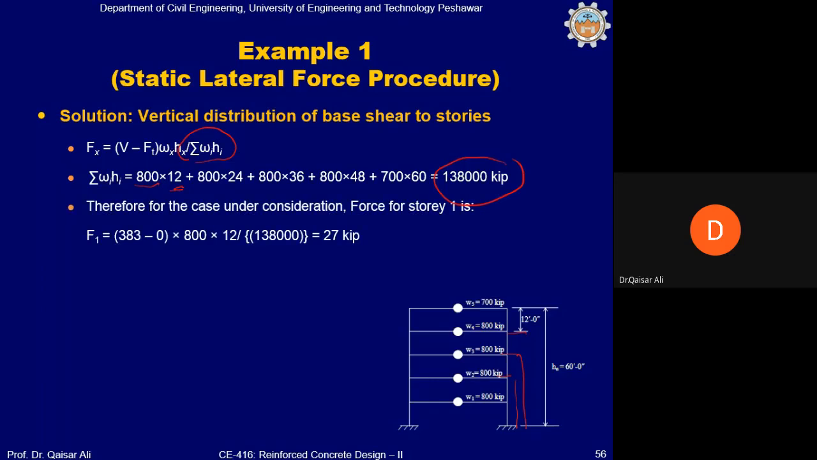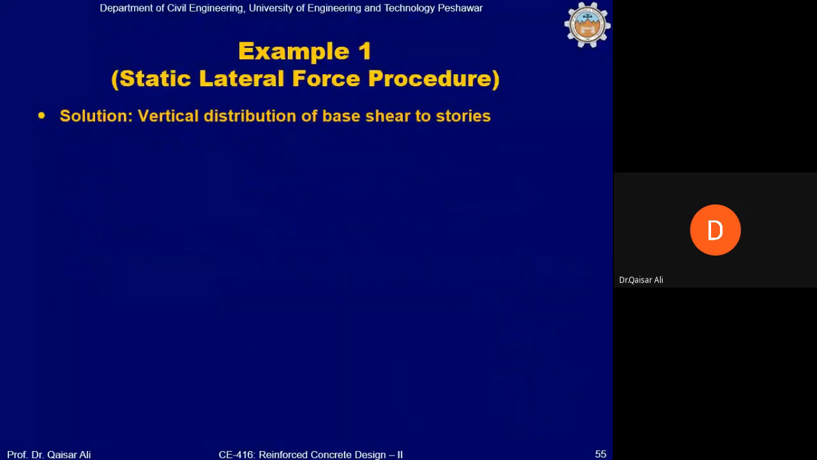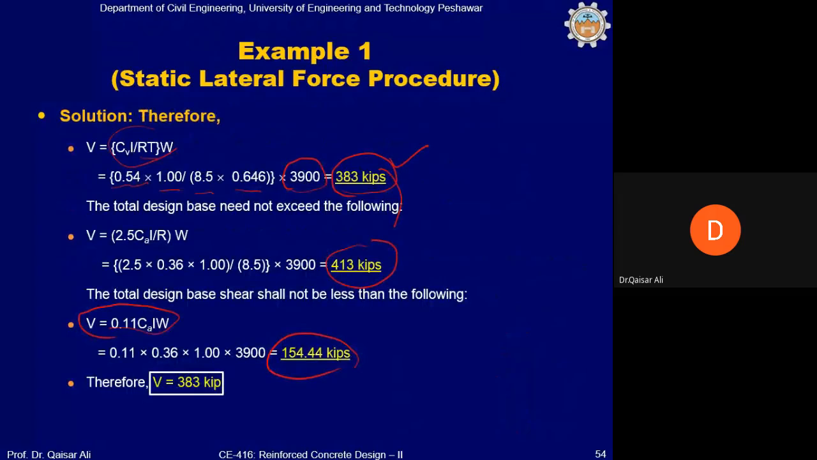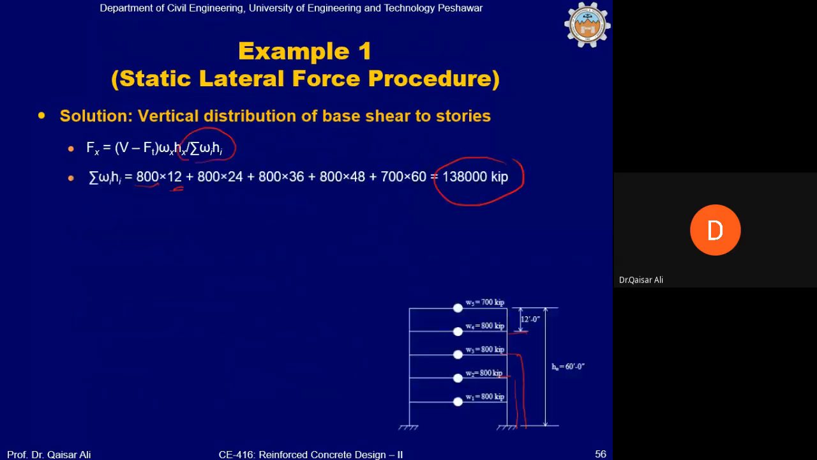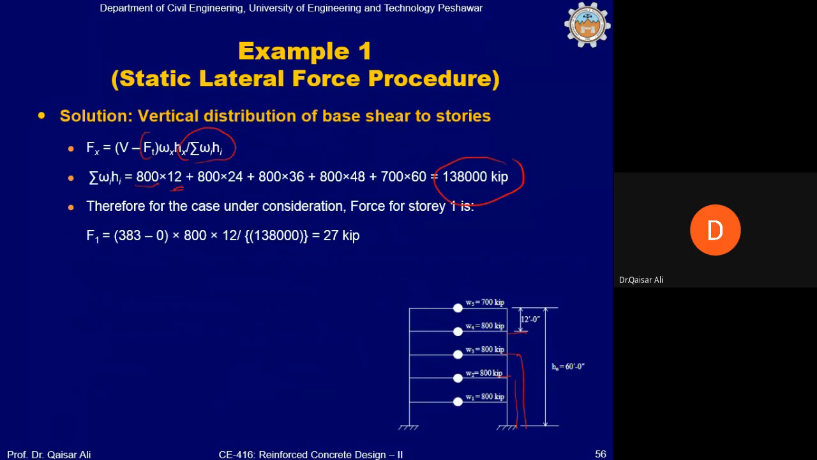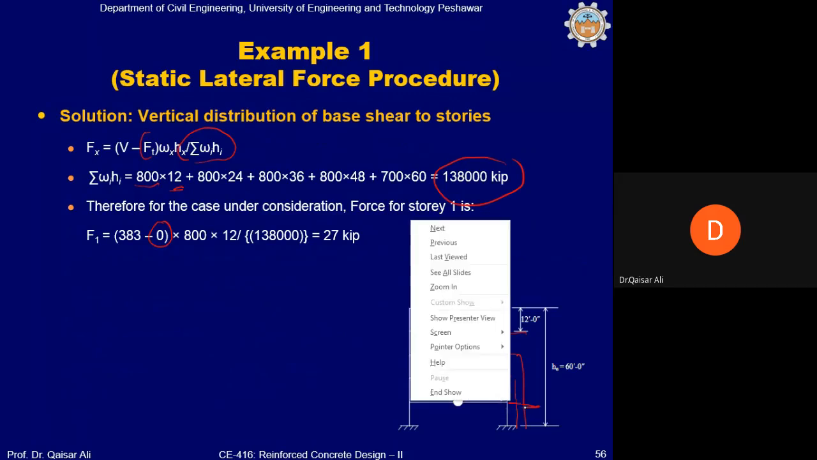Okay. Now we have to see whether Ft applies or not. If the time period calculated in the previous equation is 0.646, so the time period is less than 0.7 second, Ft is taken as 0. For this reason, this Ft in this equation is taken as 0 because the time period is less than 0.7 second. Now, if you want to calculate F1, F1 is the force here at this location.